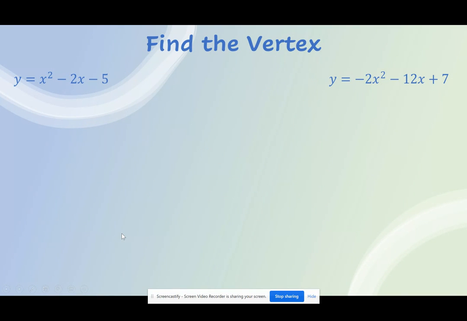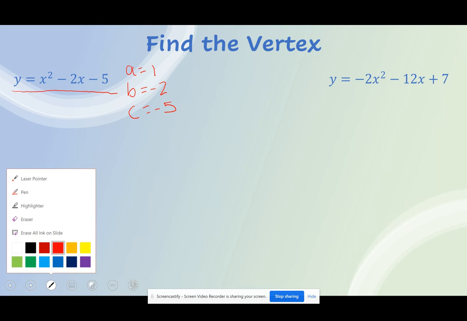So for these first two, I will use option 1. To find the vertex, in this case, y equals x squared minus 2x minus 5. Our a is just 1, because when there's no number in front of your x, it's just 1. B is negative 2, because you can't ignore the negative signs. And c is negative 5. So I'm going to use those to plug in to find our vertex.